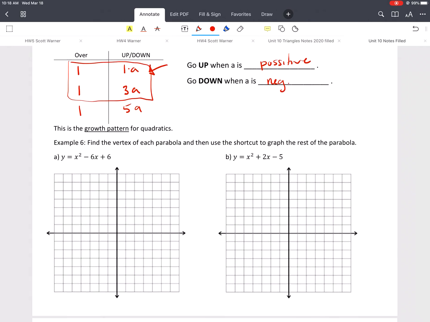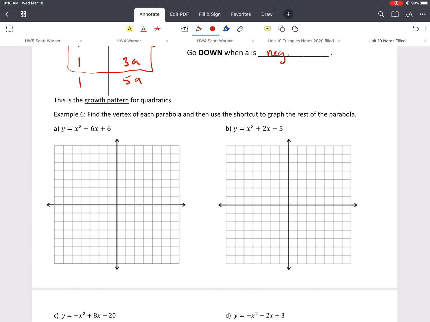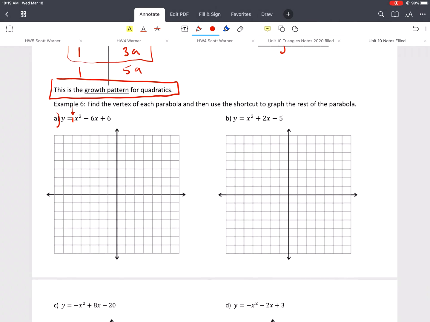Okay, so for this example problem, A, the value in front of that x squared, is just 1. So once we find the vertex, then we can just use the growth pattern. This is the growth pattern for quadratics: 1A, 3A, 5A. So I'll give you an example.